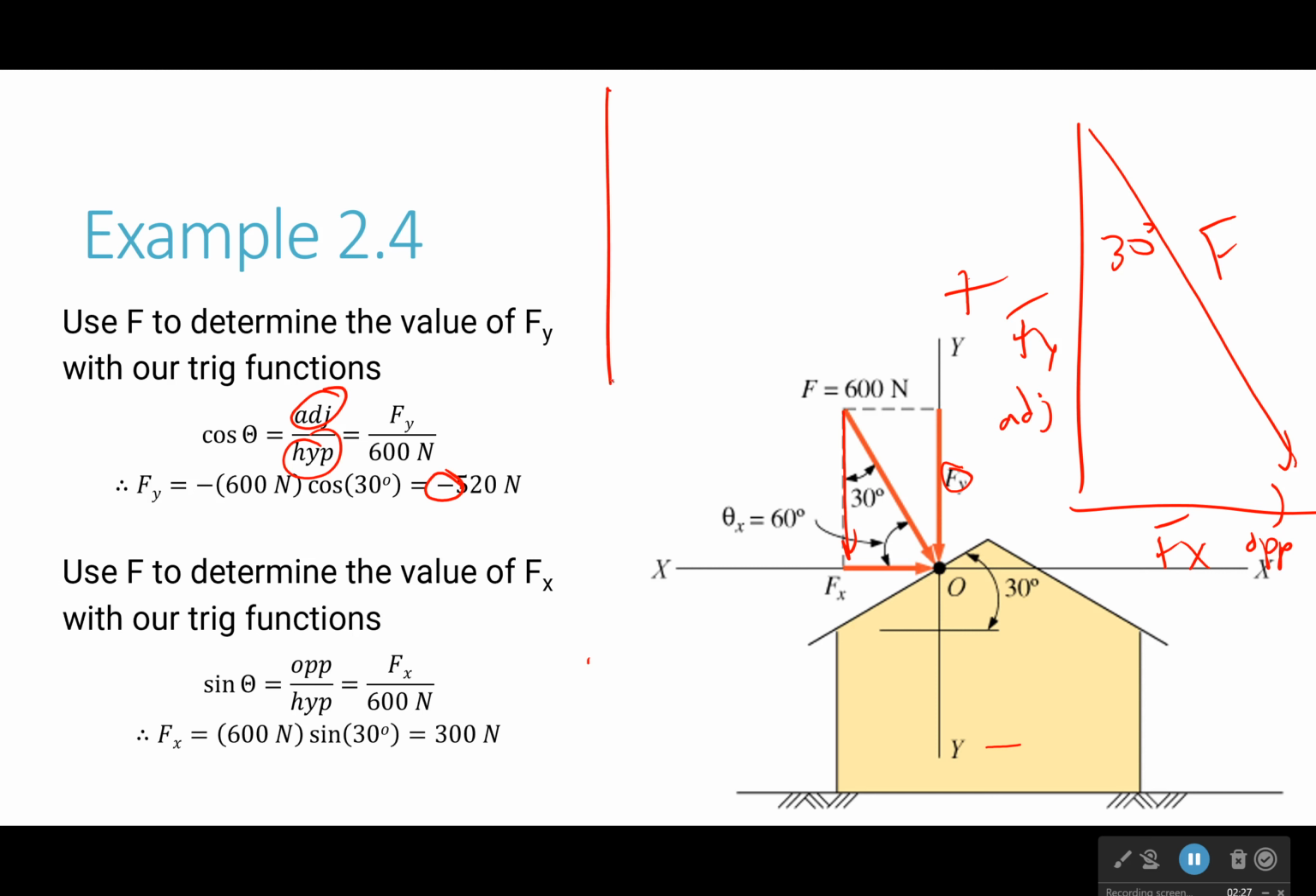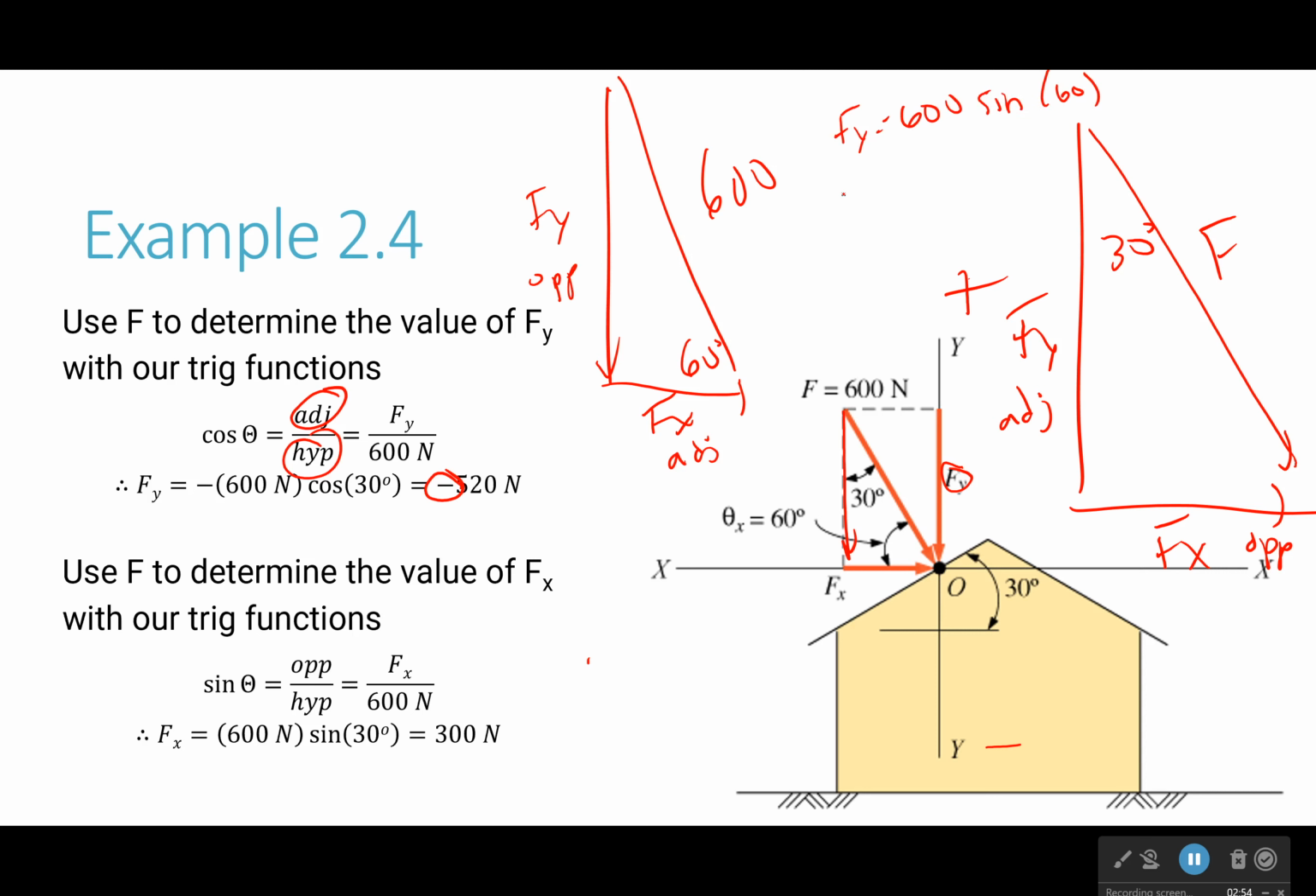Now I could have done this differently. Okay, I'm going to go ahead and show it to you differently so you can see it. I could have said, well, I'm going to do it with 60 degrees. Now that would have changed how I did the problem, it would not change the answer. So if I use 60 degrees instead, the opposite angle, well then this side is adjacent and this side is opposite. Now we get that Fy is equal to 600 sine of 60 and Fx is equal to 600 cosine of 60. That would equal 300 and the other one would equal 520.